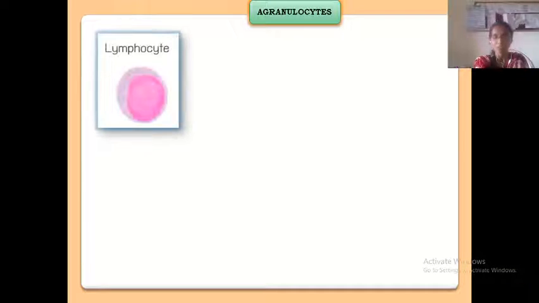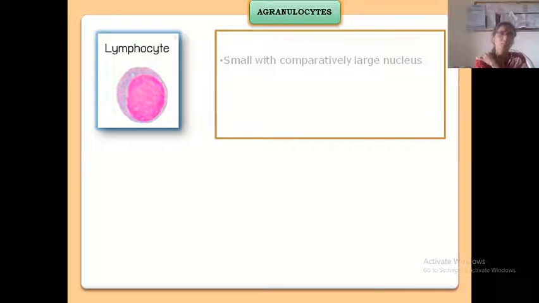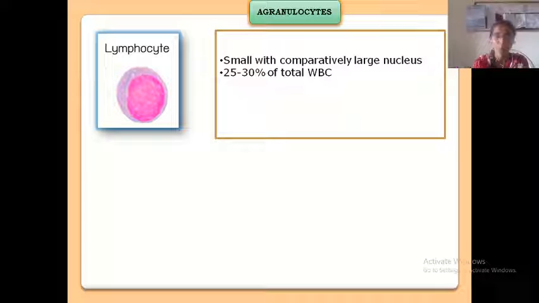Next we will deal with the lymphocyte. There are two types of lymphocyte: T lymphocyte and B lymphocyte, depending upon their site of maturation. B cells are produced and mature in the bone marrow, so they are called B cells, and T cells are produced in the bone marrow, but they mature and differentiate in the thymus, so they are called T cells.